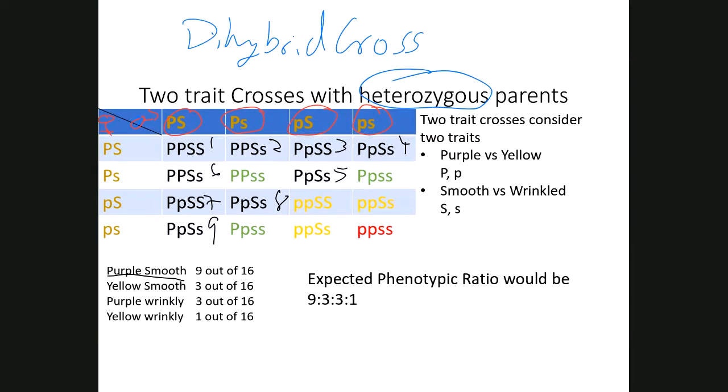They have the dominant condition. So that's the expected phenotypic ratio. 9 out of the 16 will be purple and smooth. We don't care whether they're homozygous dominant or heterozygotes. 1, 2, and 3 of them will be purple and wrinkly, that's this one down here. 3 out of the 16 are going to be purple and wrinkly.